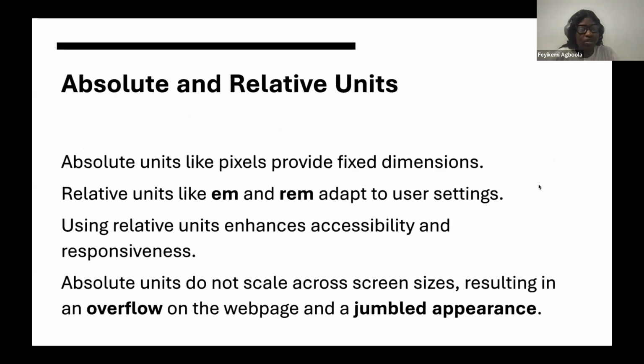Going forward, I want to talk about absolute and relative units. Absolute units like pixels provide fixed dimensions, while relative units like ems and rems adapt to user settings. Using relative units enhances accessibility and responsiveness. Absolute units do not scale across screen sizes, resulting in an overflow of the website and a jumbled appearance.